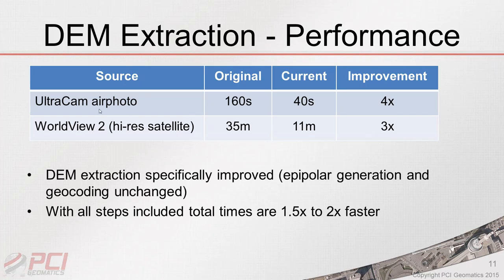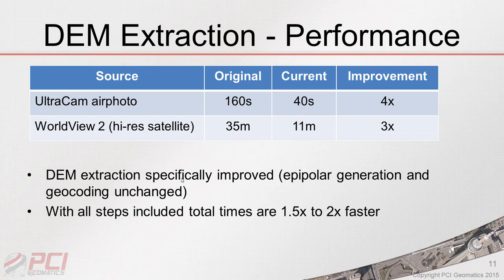So we have some UltraCam aerial imagery. If we look at the original algorithm, or the older algorithm, it was 160 seconds to extract. And with the current algorithm, it's about 40 seconds. So this is a marked improvement of about 4 times. If we look at a much larger data set, WorldView 2 in this particular case, it took 35 minutes to extract the elevation values in our older code. And now with our new algorithm, it's taking about 11 minutes. So once again, another marked improvement, about 3 times.